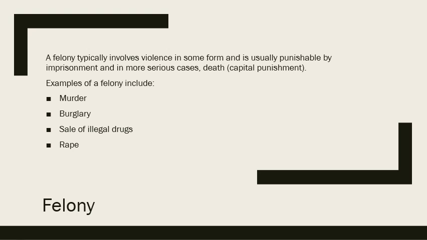A felony is a crime that typically involves violence in some form and is usually punishable by imprisonment, and in some more serious cases, death, which is also called capital punishment. Examples of a felony would include murder, burglary, sale of illegal drugs, or rape.